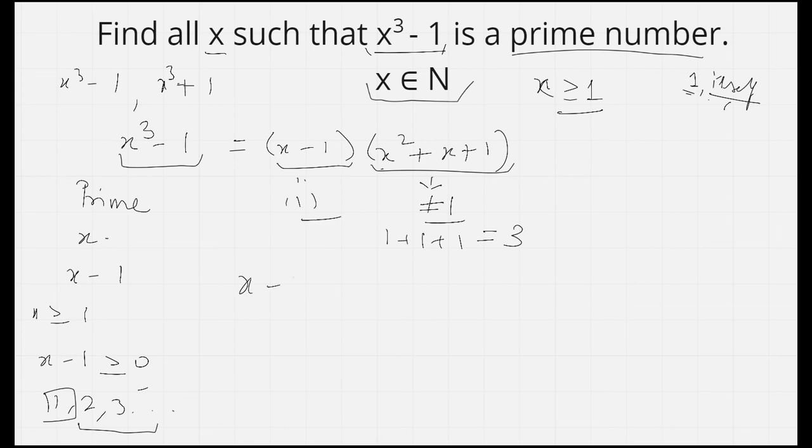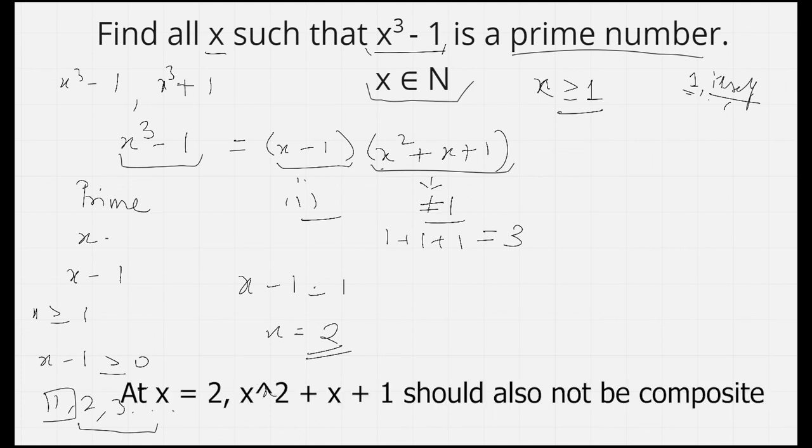So when is that? X minus 1 equals 1, x equals 2. X cube minus 1 equals 7. So there exists only one x such that x cube minus 1 is prime, which is x equals 2.